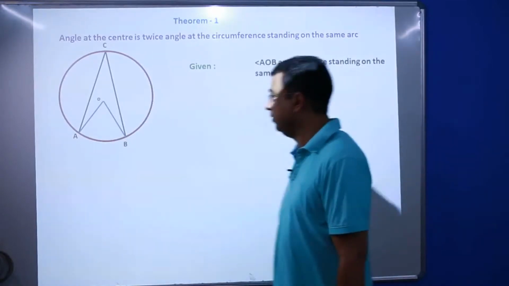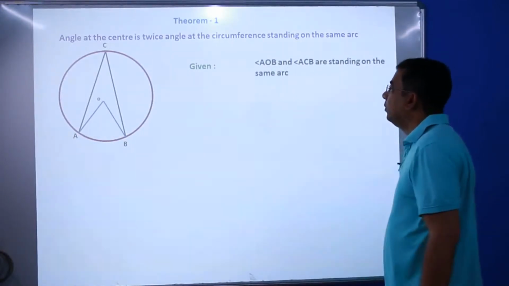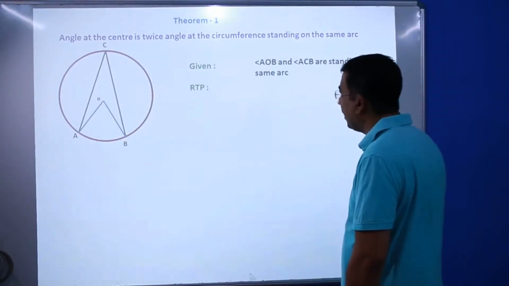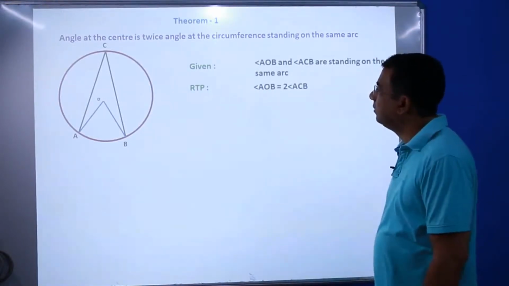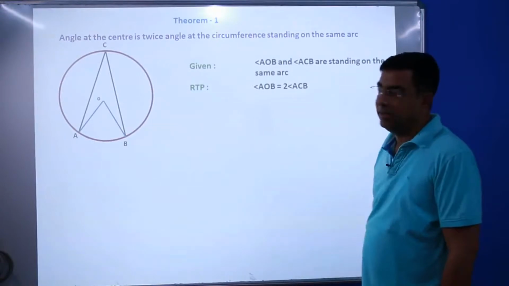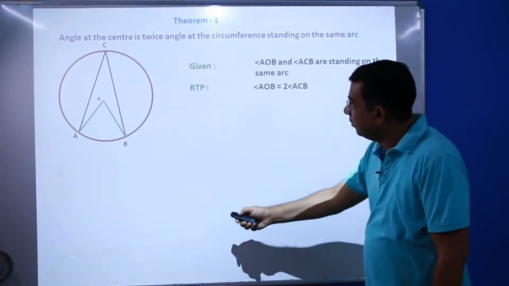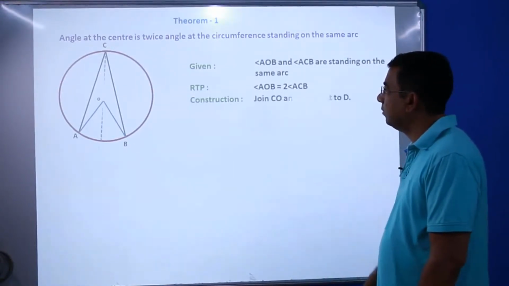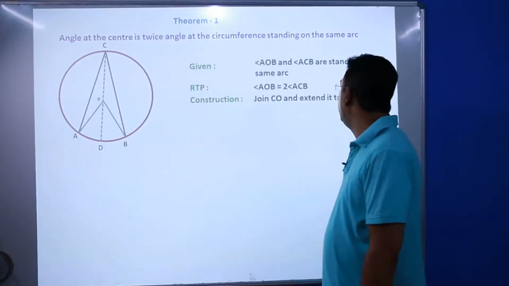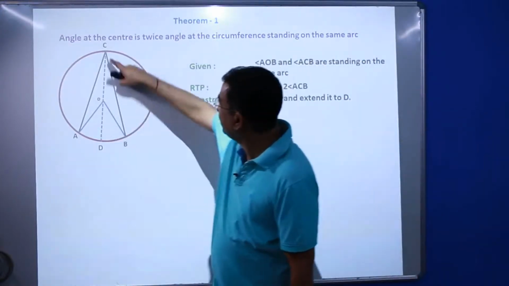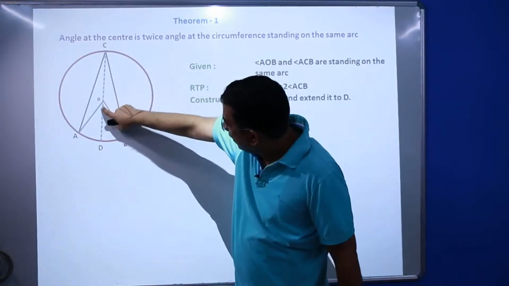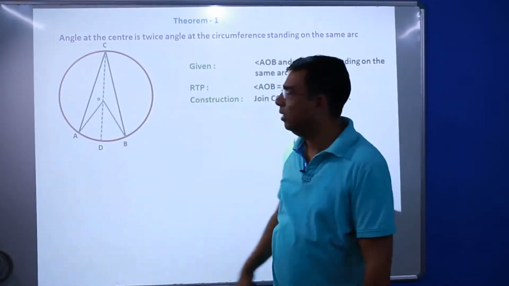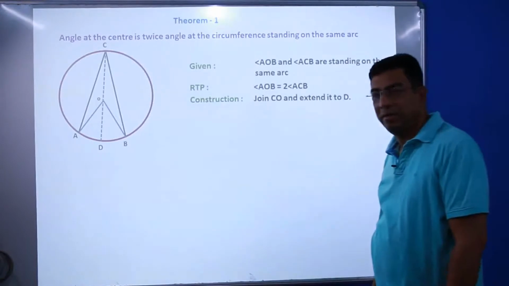Now how do we prove this theorem? So let's do the proving part of it. So what are we required to prove? Angle AOB is equal to twice angle ACB according to the statement of the theorem. What is the construction? Let's see. Join CO and extend it to D. So from C, I'm drawing a straight line to join it at O, and we'll extend it to a point D on the circumference. Okay.